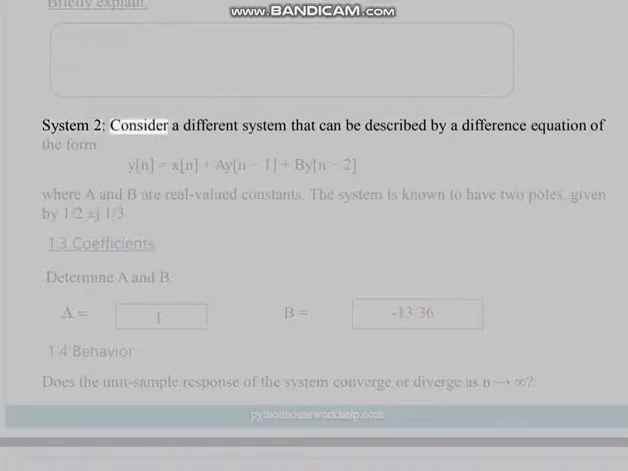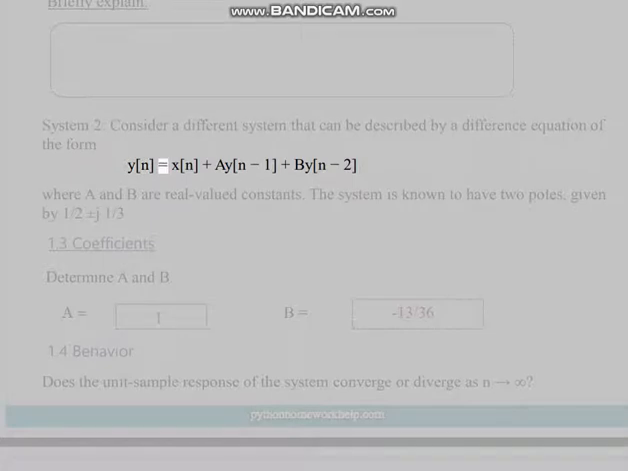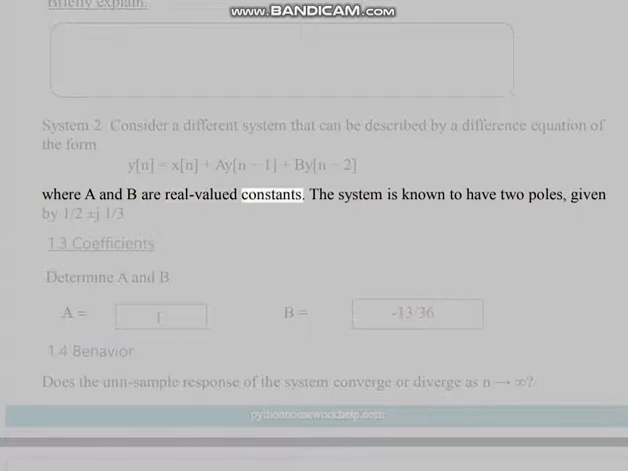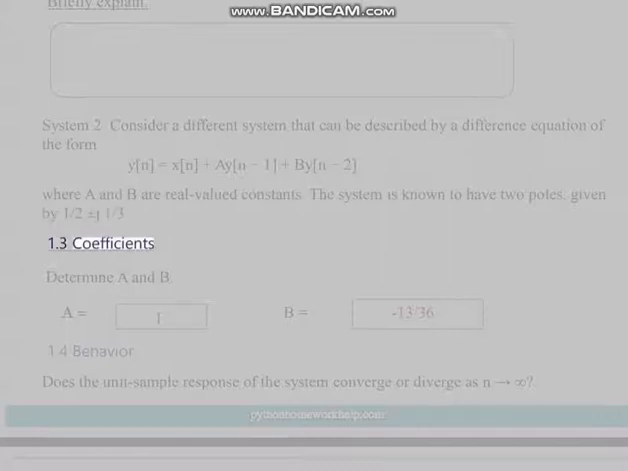System 2. Consider a different system that can be described by a difference equation of the form y[n] equals x[n] plus a y[n-1] plus b y[n-2], where a and b are real-valued constants. The system is known to have two poles, given by 1/2 plus or minus j 1/3. 1.3 Coefficients: determine a and b. a equals 1, b equals -13/36.